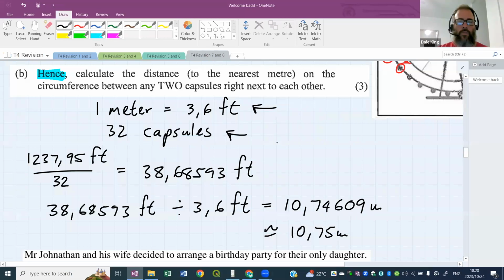The way I did it is I said 1,237.95, and then I converted it to meters first. You can. And then I divided it by 32 capsules. Is that fine also? Perfect. That's fine. Not a problem. Like I said, you can convert first and then divide by 32, or divide by 32 and convert after. Both of them will get you the right answer. That's fine. Not a problem at all.